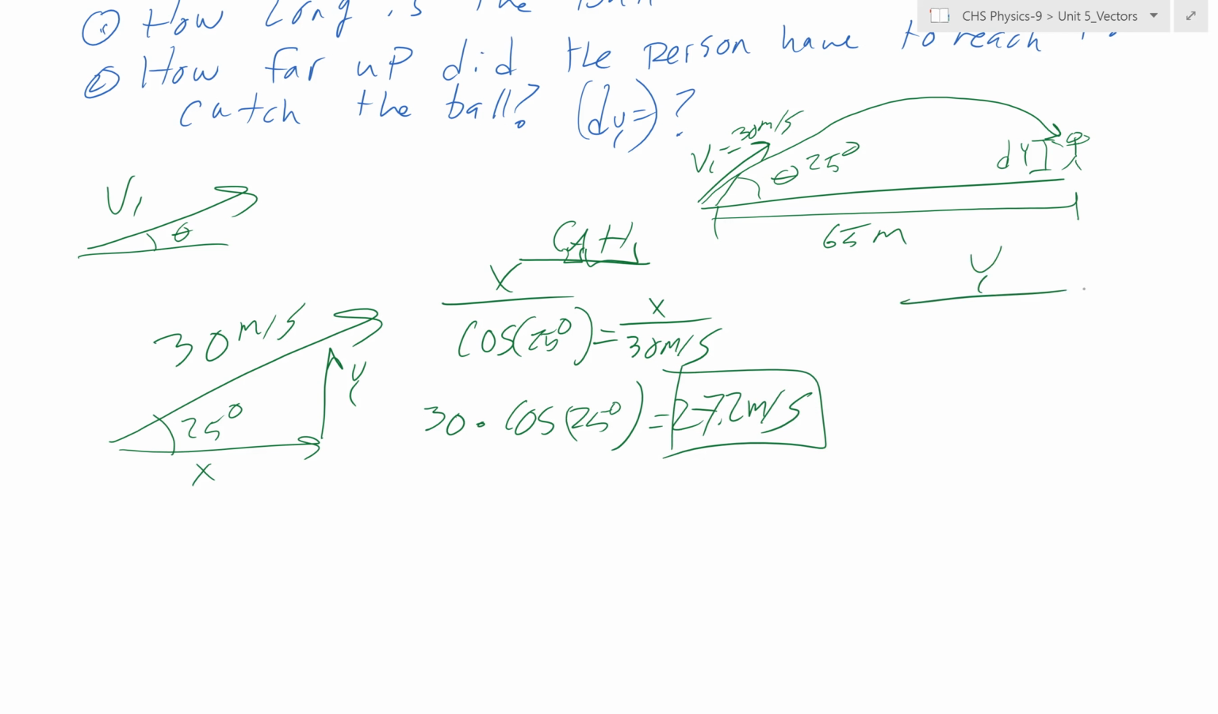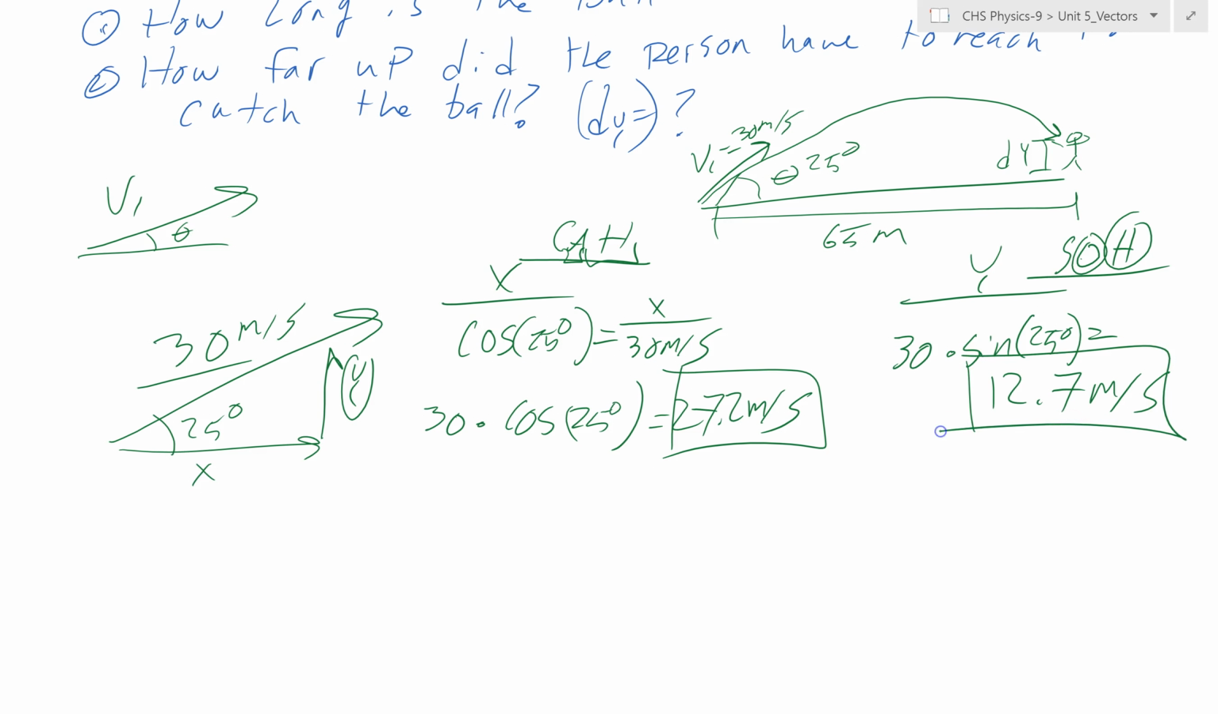For the y direction, we're going to do the same thing but with sine, because here we've got opposite and hypotenuse. This is opposite, this is hypotenuse, so you end up with 30 times the sine of 25 degrees, and we get 12.7 meters per second. Okay, so that's step 0, getting that out of the way.